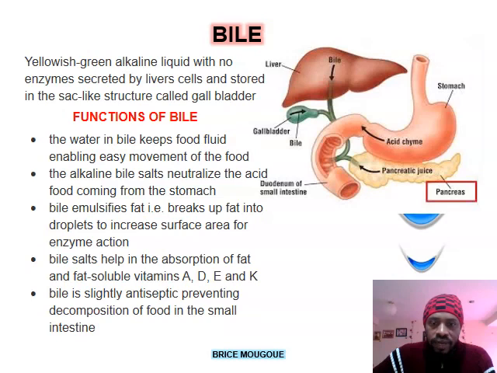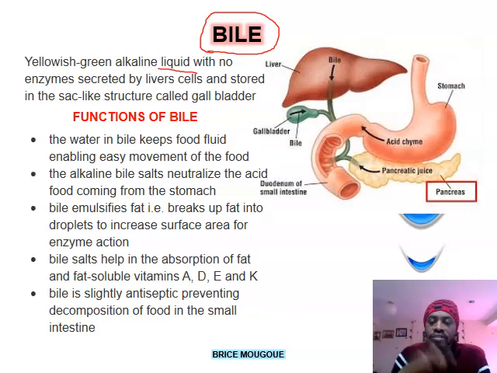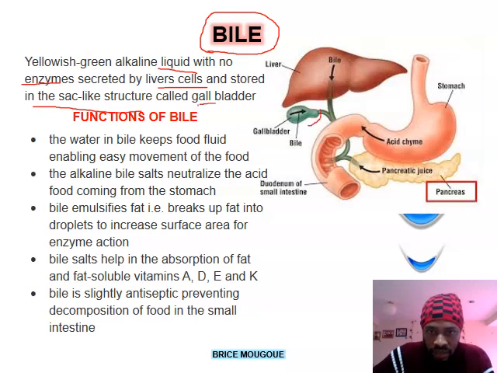The next is bile. Bile is not necessarily any structure or organ, but it assists in digestion. Otherwise, bile is simply a liquid, which is yellowish green, an alkaline liquid. Alkalines are opposites to acids. It has no enzymes and it's secreted by the liver cells and stored inside that sac-like structure that we call the gallbladder. This is the gallbladder. It looks greenish because it has that yellow-green liquid inside of it that we call bile.